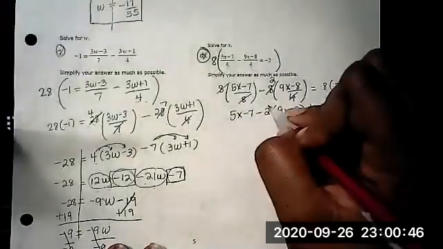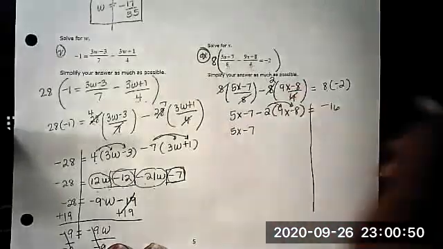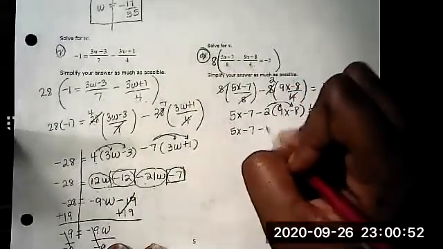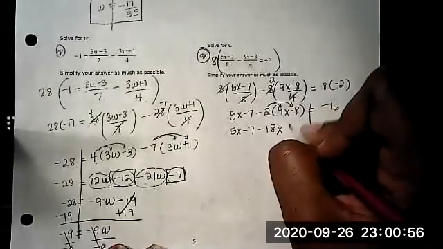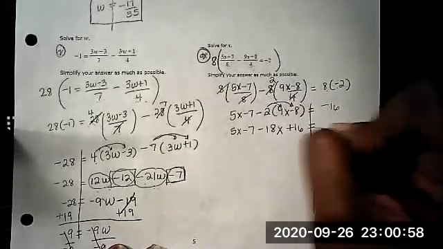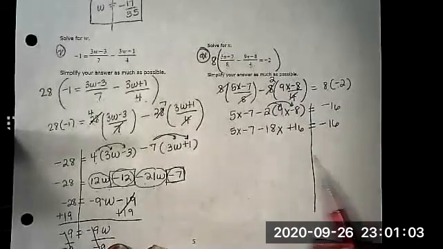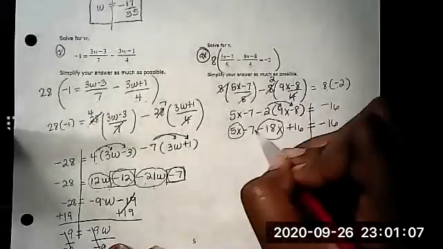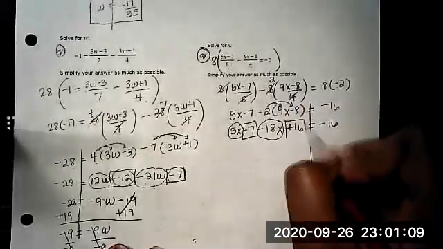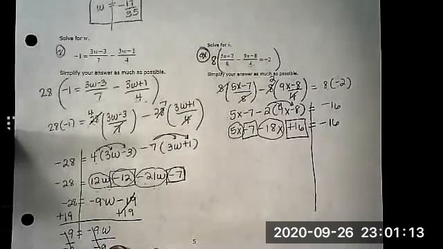Then let's go ahead and distribute. So 5x minus 7 just stays. Negative 2 times 9 becomes a negative 18x. Negative 2 times negative 8, positive 16. Okay, I'm leaving that alone. They're on the same side as the equal sign. Combine like terms. The x's go together, and then the numbers go together.